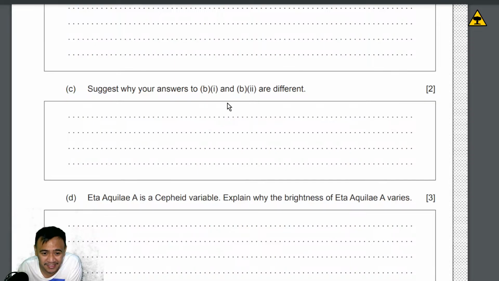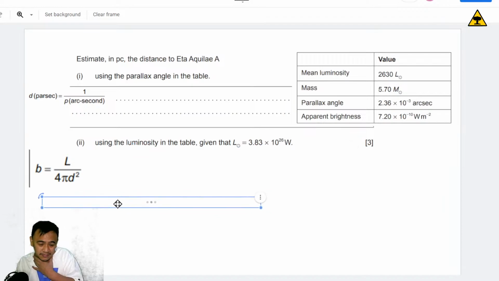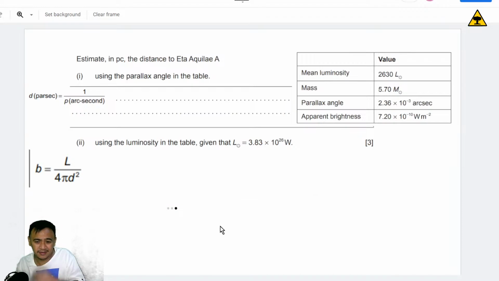Because in C, that's the question: why are they different? Why is it different? First of all, can you solve those two parts first?